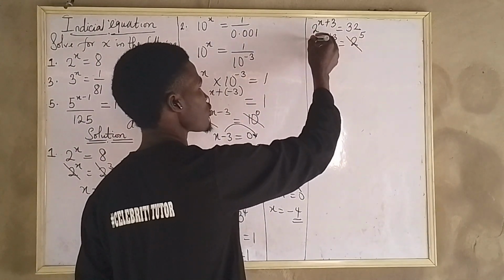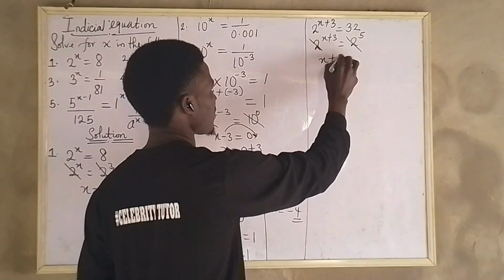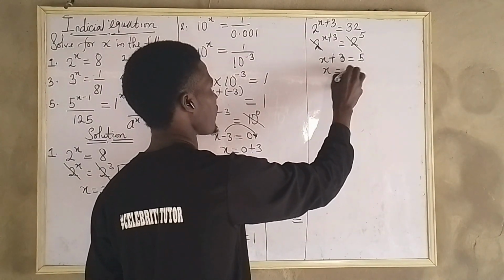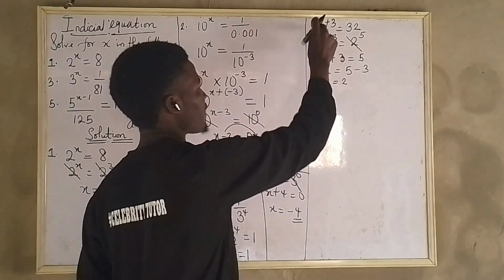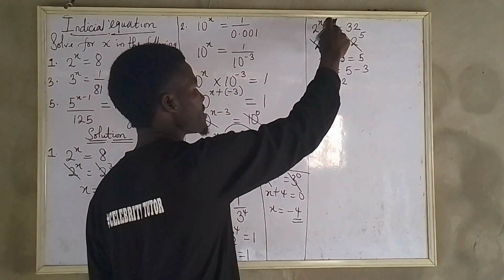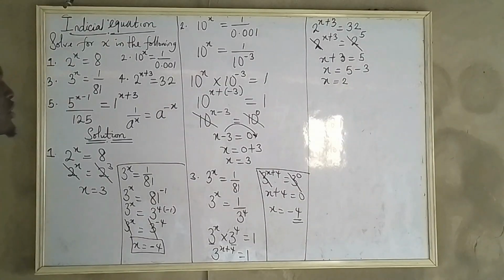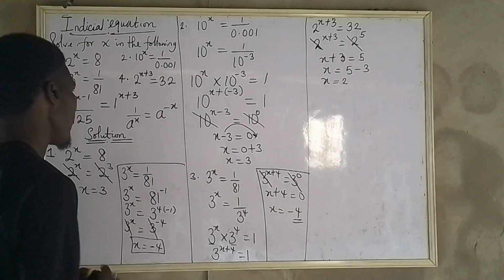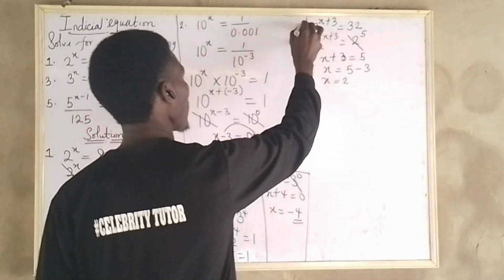And 2 will cancel 2. We have x plus 3 equal to 5. And then we can say x equals 5 minus 3, and x is equal to 2. And you can see if I put 2 here, 2 plus 3 is 5, and 2 raised to power 5 is 32. Do you understand that now? So that's how to confirm if your answers are correct. Alright, so that's question 4.